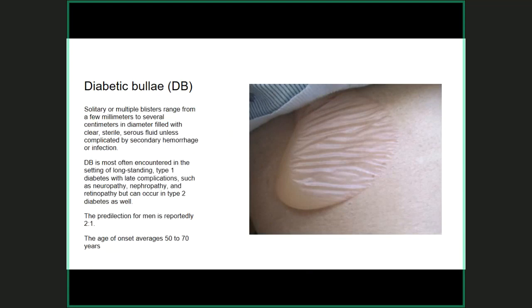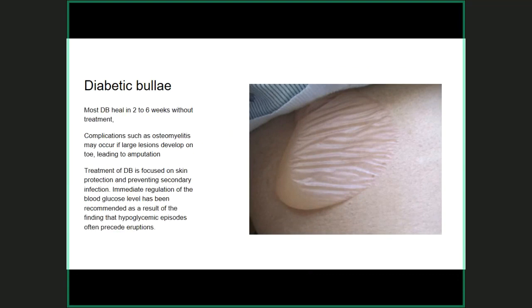They could be solitary, they could be multiple, usually filled with a clear, sterile, serous fluid, but they could be complicated by hemorrhage and infection. It's most often encountered in the setting of long-standing type 1 diabetes with complications such as neuropathy, nephropathy, or retinopathy. Rarely it can occur in type 2, more often in men about 50 to 70 years of age. They usually heal without treatment in about 2 to 6 weeks.